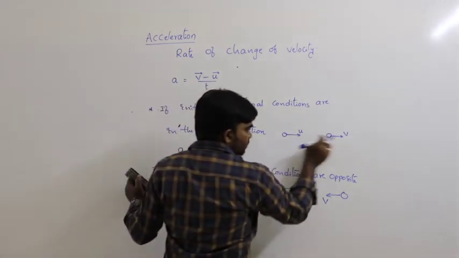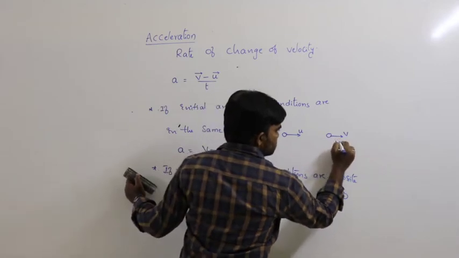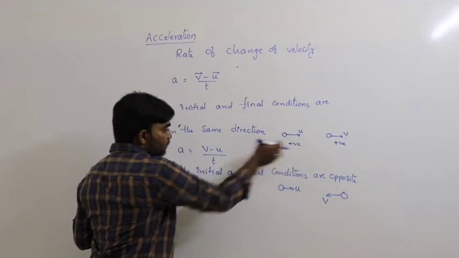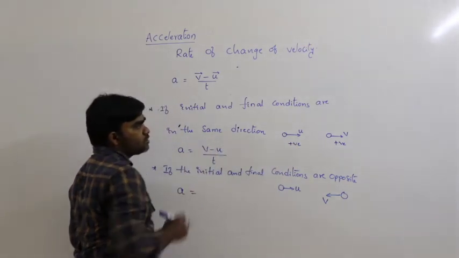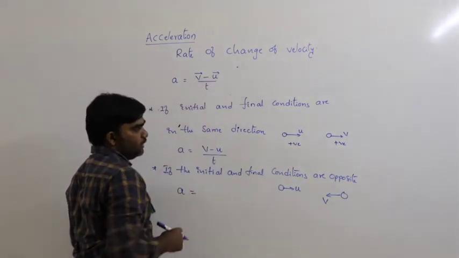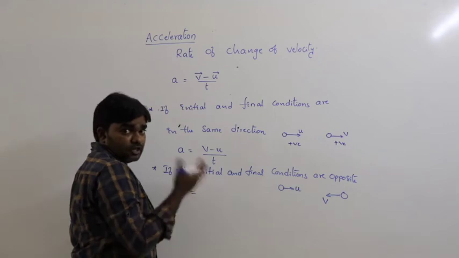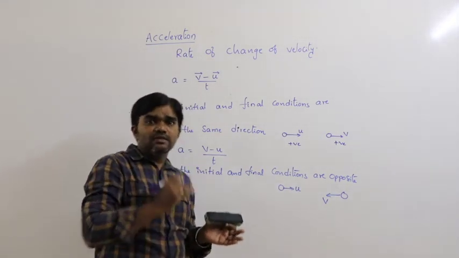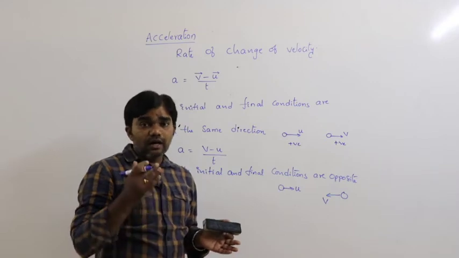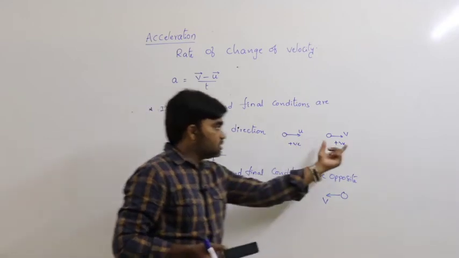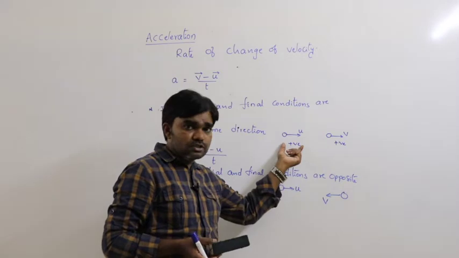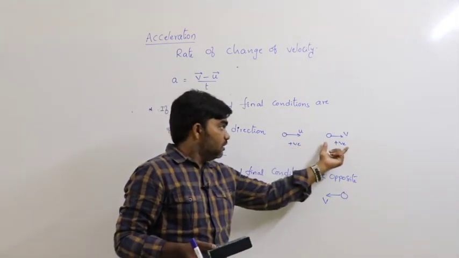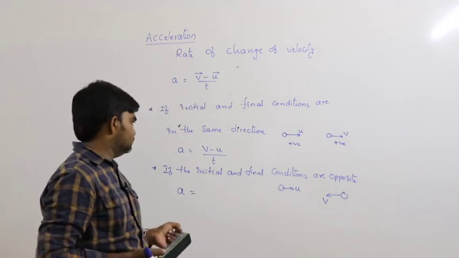So these are in the positive x-axis. That means it is positive and it is also positive. According to the formula, we write v minus u by t. Change means we must always write final minus initial. This is final, minus into positive gives minus. That's why v minus u by t.